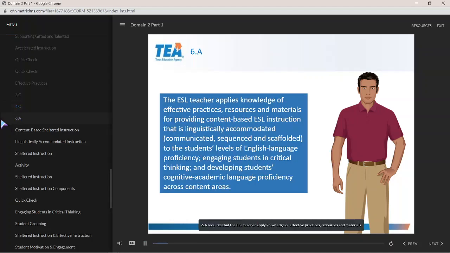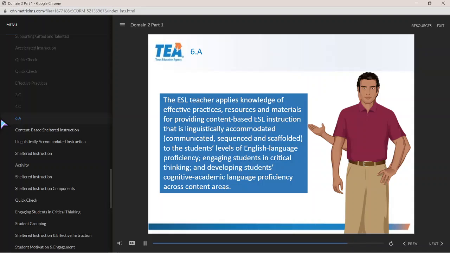Likewise, 6A requires that the ESL teacher apply knowledge of effective practices, resources, and materials for providing content-based ESL instruction. This component specifies the need for instruction to be linguistically accommodated, more specifically, communicated, sequenced, and scaffolded, to the students' levels of English language proficiency, engaging students in critical thinking, and developing students' cognitive academic language proficiency across content areas.